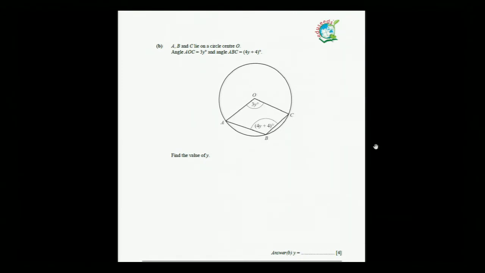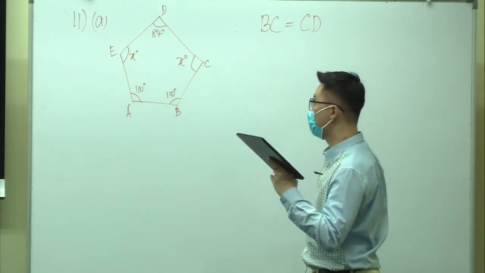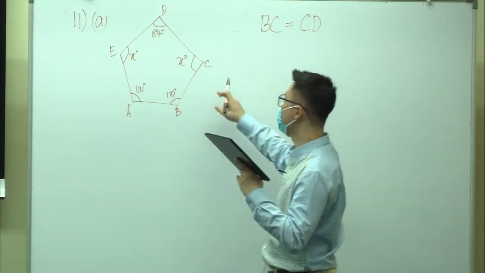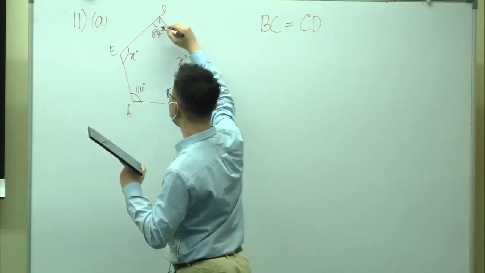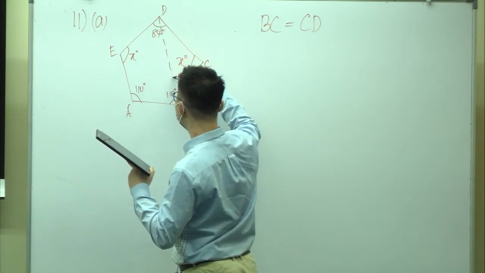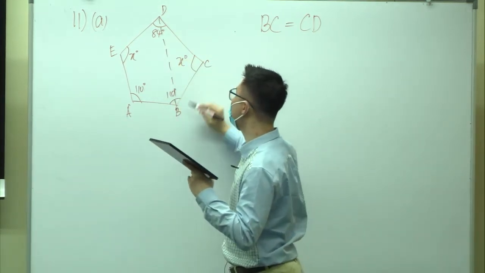So yesterday we stopped at question 11a part 3. This pentagon has part 2, BC. It tells you that BC equals CD. So you want to calculate the angle CBD. Where is CBD? You need to draw this dotted line, and you are going to find this angle, CBD.